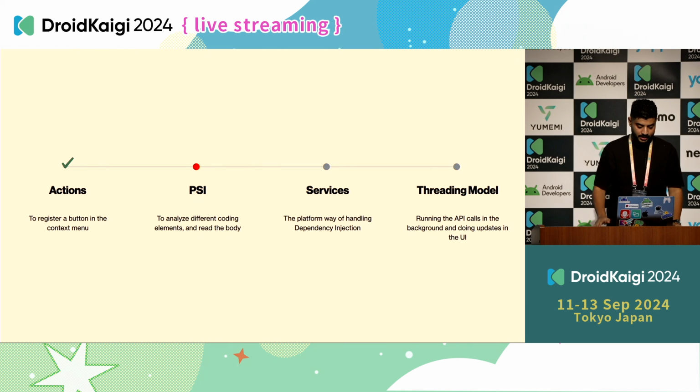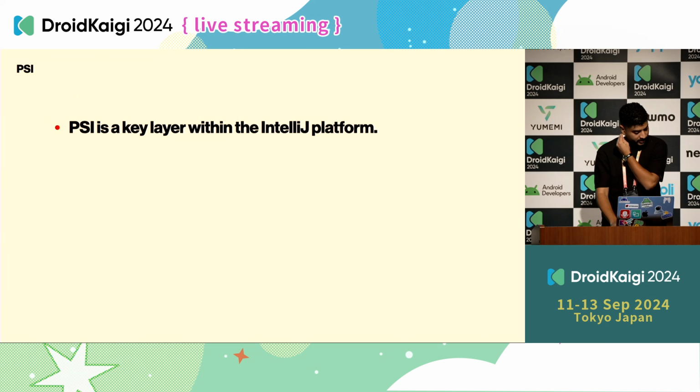OK, so by now, we know what actions are. Now we need to know how to use a tool that analyzes the code elements and loads their body when needed. To achieve this, we need to dive into the program structure interface, which is PSI. PSI is a critical layer within the IntelliJ platform that handles parsing files and creating both the semantic and the syntactic code models. In simpler terms, PSI is how the IDE recognizes different code elements, like identifying whether a code element is a function or a class, and so on.